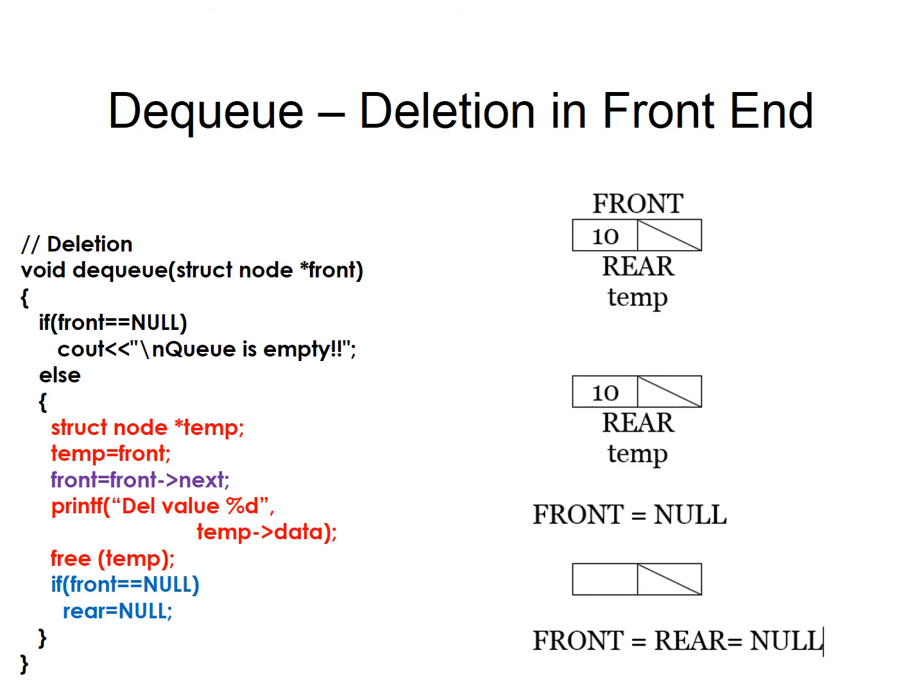So I will move the front to front of next. You can see front of next is already null. So front will become null. So I will free temp, and the temp pointer will be erased along with 10. Then I will check whether my front is equal to null. Why do I check? Because my queue has become empty. So if it is empty, both front and rear should become null. Otherwise, the rear node will refer to a garbage value.